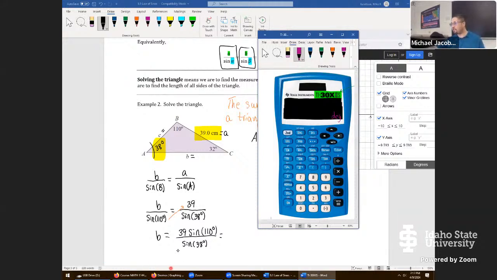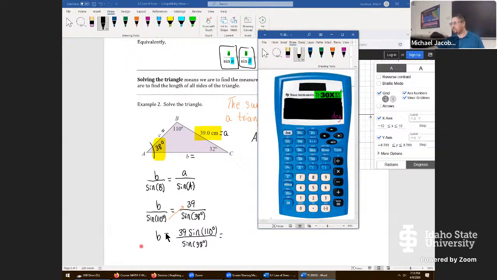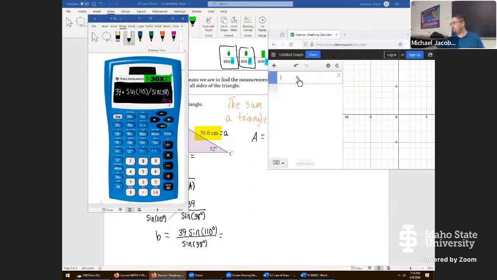Now, what you would put in the calculator to match up this statement is something along these lines. Let me see, we could probably use white. That's kind of an unusual choice. In the calculator, this would come in as 39 times sine 110 divided by sine 38. So that's what it would look like in your calculator. Your sine key is this button right here, and no other special operations really. So let's try this together on this calculator. Here's what I would be getting.